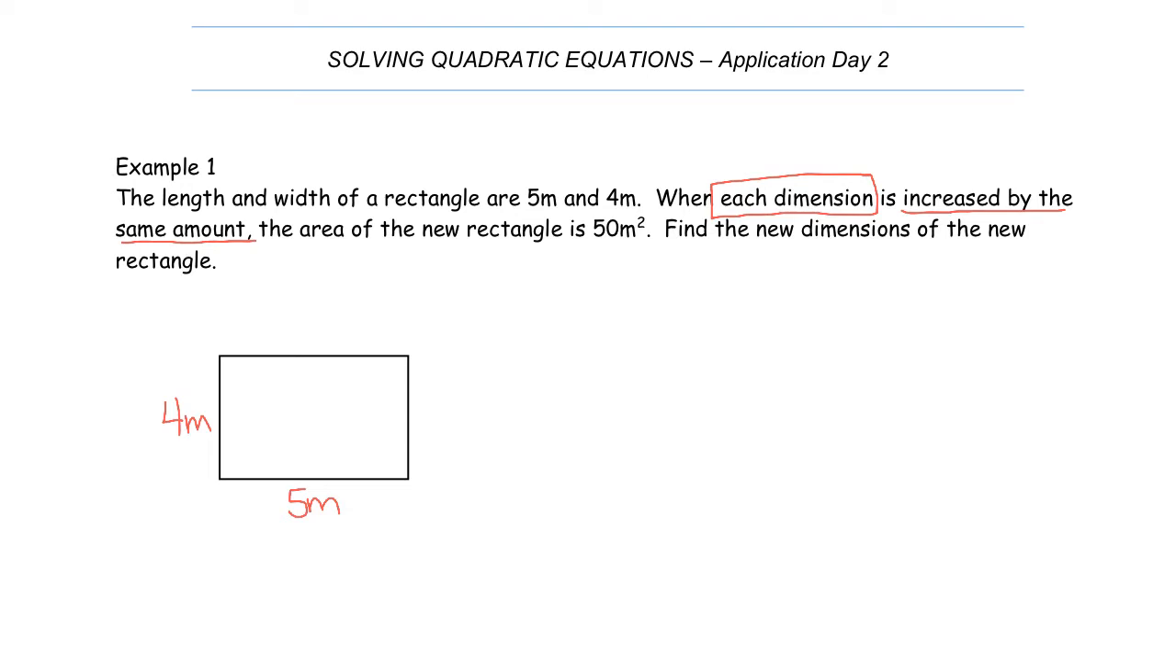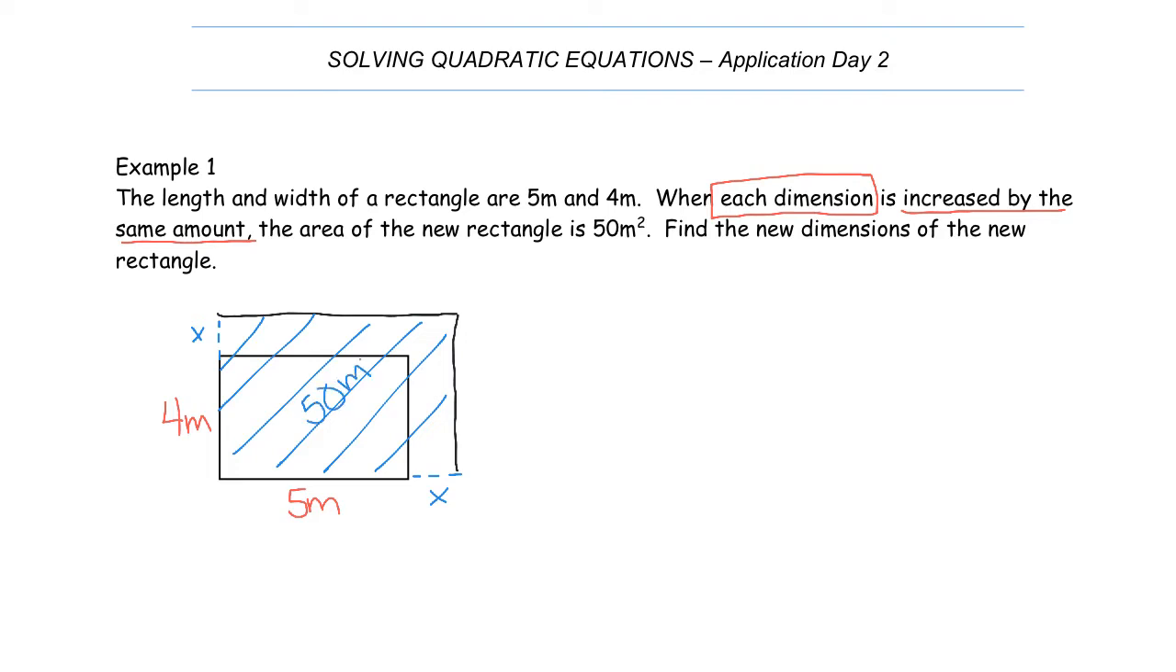So what does it look like when I increase each dimension? Well, when I increase the length, I increase it by a certain amount. I'm going to call that amount x. And when I increase the width, we know we're increasing it by the same amount x. Then when it says the area of the new object, so our new rectangle would look like this, something like that. And then the area of this new rectangle with those two dimensions increased would be 50 meters squared. So this is how we set up.